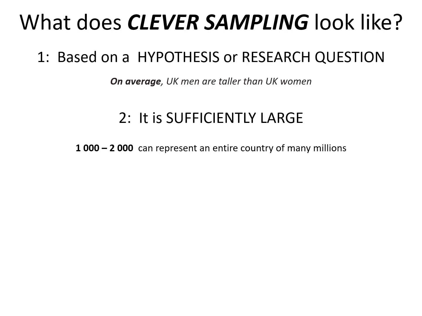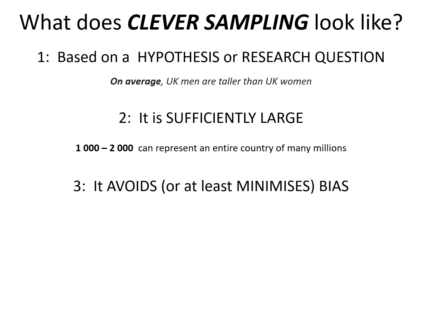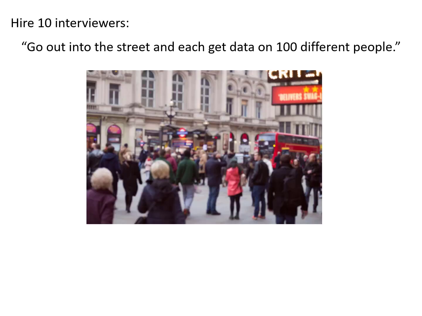The next thing we need to do is make sure that our sample minimises bias. Let's think about how we're going to collect our data. I could hire 10 interviewers and say, go out into that street, 10 people, each interview 100 members of the population. There's our sample of 1,000. And here's a really busy street. This is actually near Piccadilly Circus in central London. You'll easily find 1,000 people to interview here, and you can just get the tape measure out, find out how tall they are. There, we've got our data.